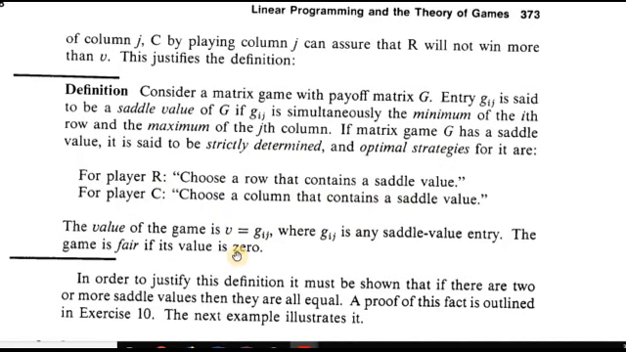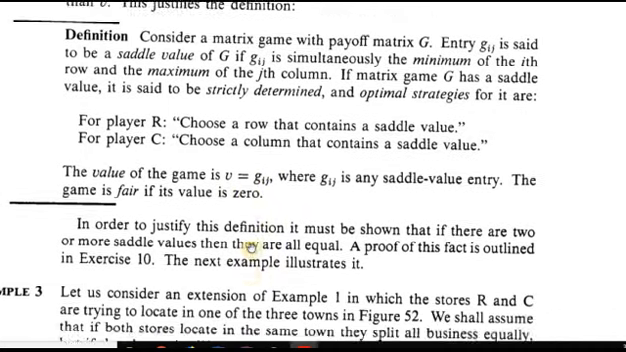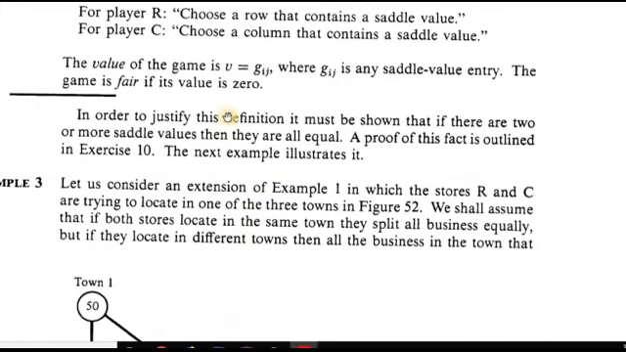As I said, you can have a zero-sum game that's not fair, where if they play repeatedly, one player will get a benefit. But as I said before, in a zero-sum game, one player's benefit is the other player's loss. Now, so far we haven't proven that there's not more than one saddle value, but in fact there is only one possible saddle value. And that's proven in the exercises.